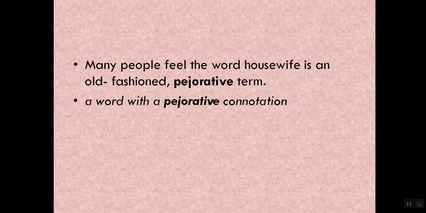A word with a pejorative connotation. Okay, so here, pejorative connotation. So we have words, the connotation could be neutral, could be positive, could be negative. Remember this? Okay, so here, considering the word old-fashioned, pejorative connotation means negative, positive, or neutral. What do you think? Okay, so again, you have to consider the context clues. Context clues are the solution for your problem.